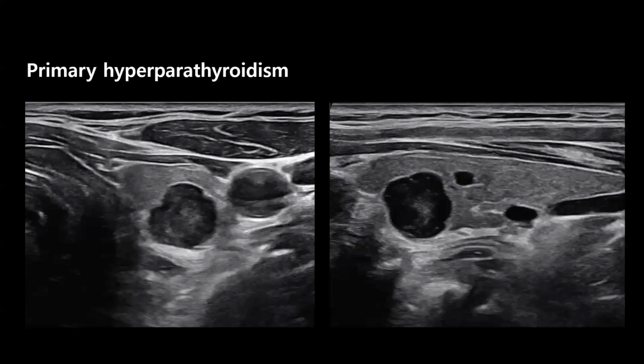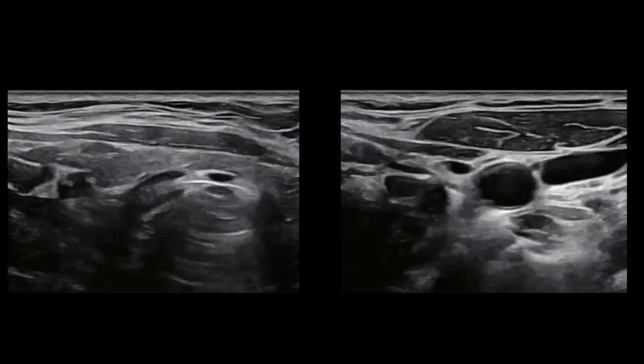Next, let's look at the fifth case. This is a patient with primary hyperparathyroidism. The lesion is located posterior to the upper to mid portion of the thyroid, so a differential diagnosis including esophageal diverticulum must be considered. However, since there is no connection with the esophagus on ultrasound, this lesion is diagnosed as a parathyroid lesion.